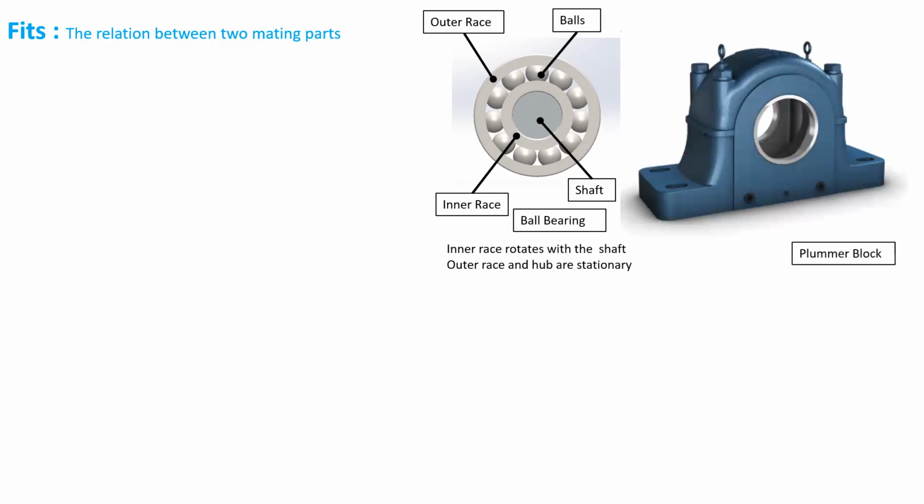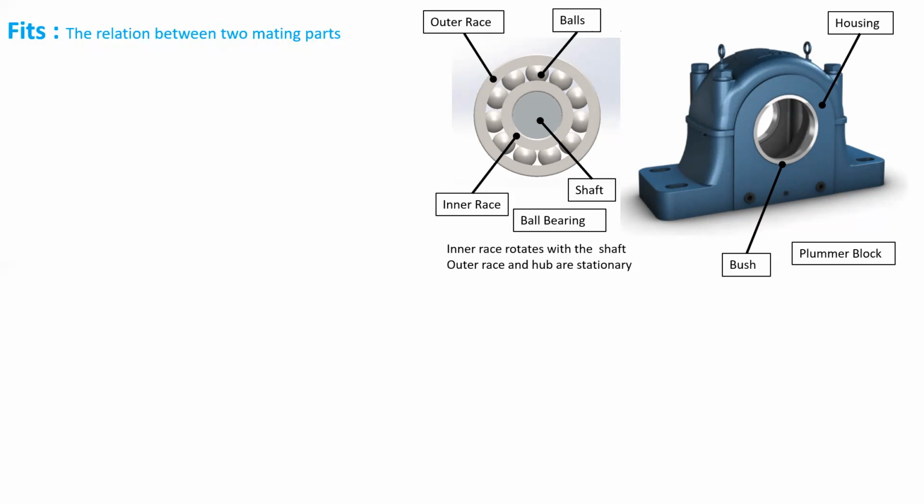Let's take another example of a plumber block. A plumber block is also used to support shafts. A plumber block consists of a bush. The shaft is rotating freely inside the bush. Here also there are two pairs of fits. One is between the bush and the shaft. The shaft is rotating with respect to the bush, and the other is between the bush and the housing. There is no relative motion between the bush and the housing.